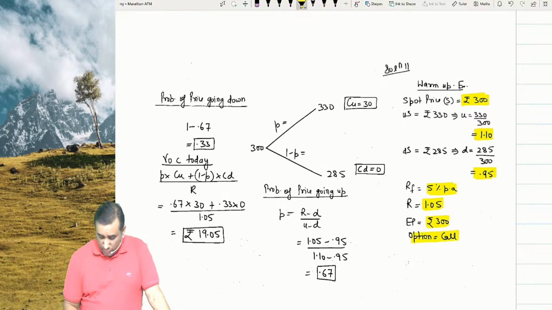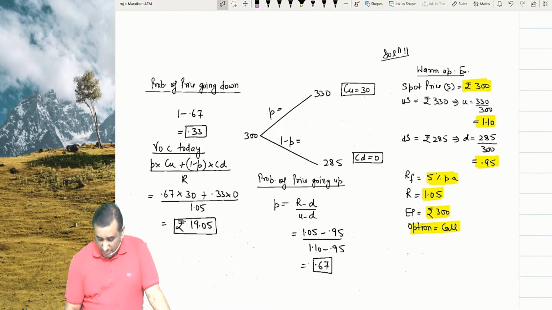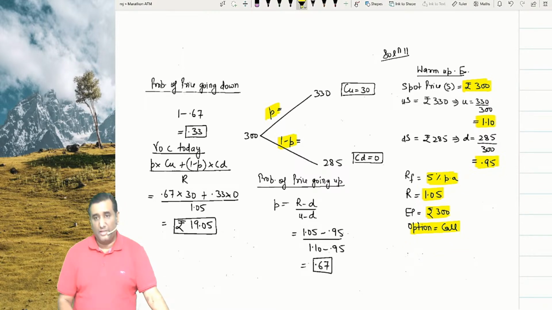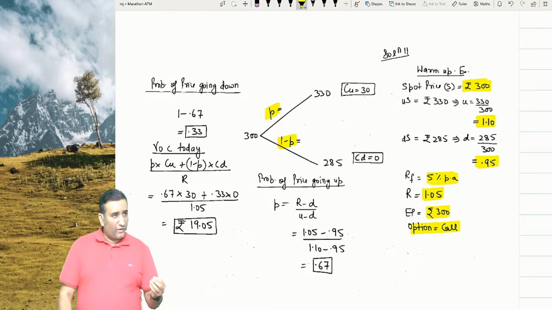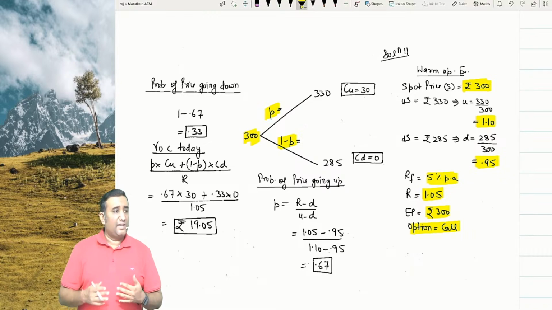So how do we do it? Probability of the price going up is P, and going down is 1 minus P. If you do not want to find this P, if he says pure risk neutral, maybe you can avoid P and do it, still it is the same thing. You multiply 330 into P plus 285 into 1 minus P, divided by the factor, which should be equal to the present value. Basically what we are saying is, in a risk neutral world, I should be having the same; the way of talking changes.